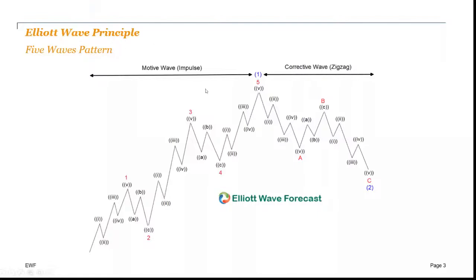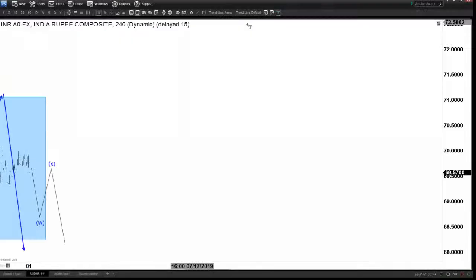Now within the motive, you've got the impulse. Everybody is probably familiar with impulse if you have some basic knowledge. But then there are other types of 5 waves called diagonal. We will talk about that also. So you have 2 different types of motive waves. One is impulse, another one is diagonal.